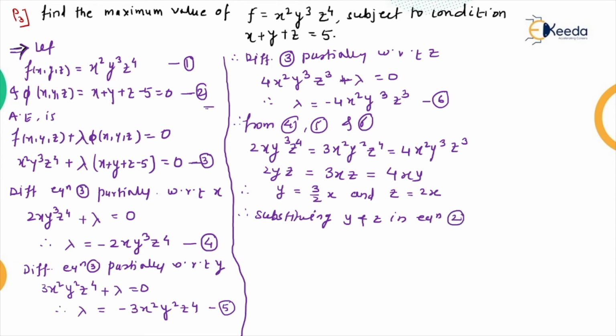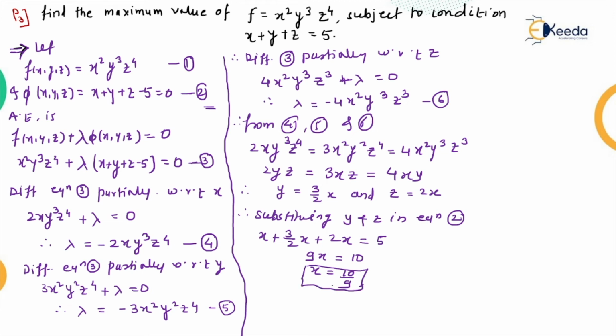So where is equation 2? You see this is equation number 2: x plus y plus z minus 5. Therefore x remains as it is, plus the value of y, which is 3 divided by 2 into x, plus the value of z, which is 2x, and that is equal to minus 5. I will write 5 on the RHS, that is equal to 5. So we get 9x is equal to 10, therefore x is equal to 10 divided by 9.